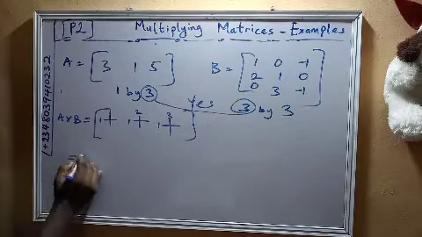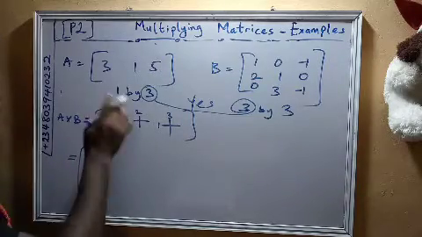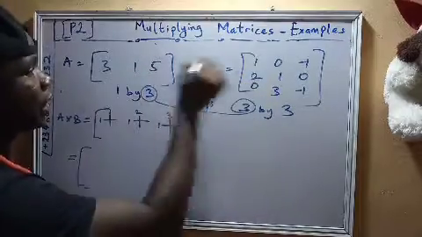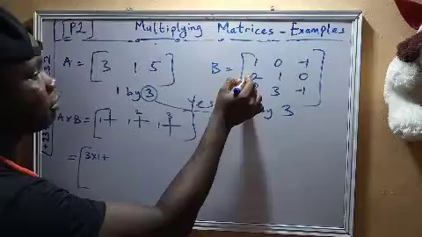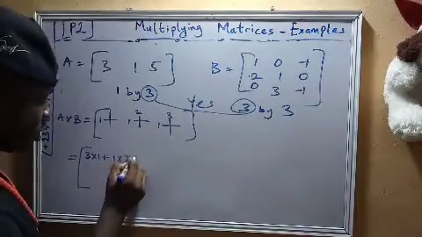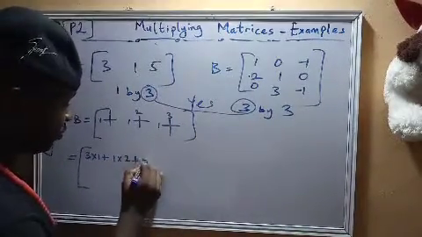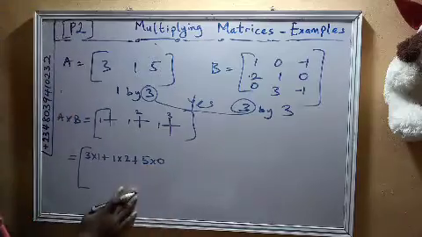So let's do it. First row, first column. So that's 3 times 1, plus 1 times 2, plus 5 times 0. Okay, so we're done with the first one.